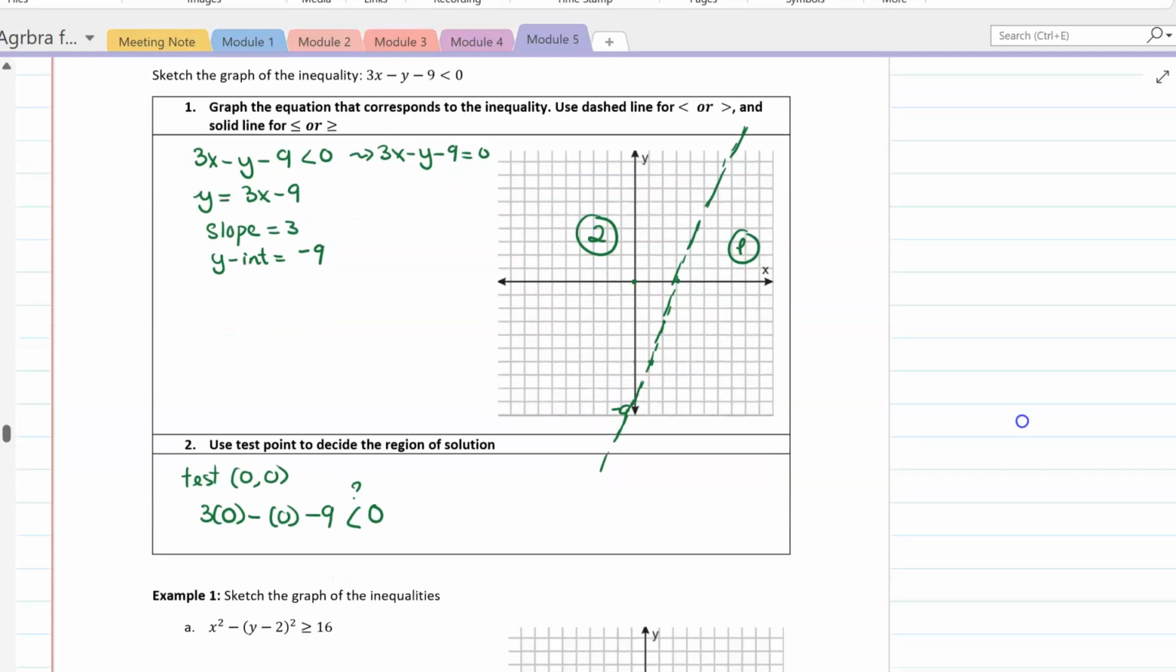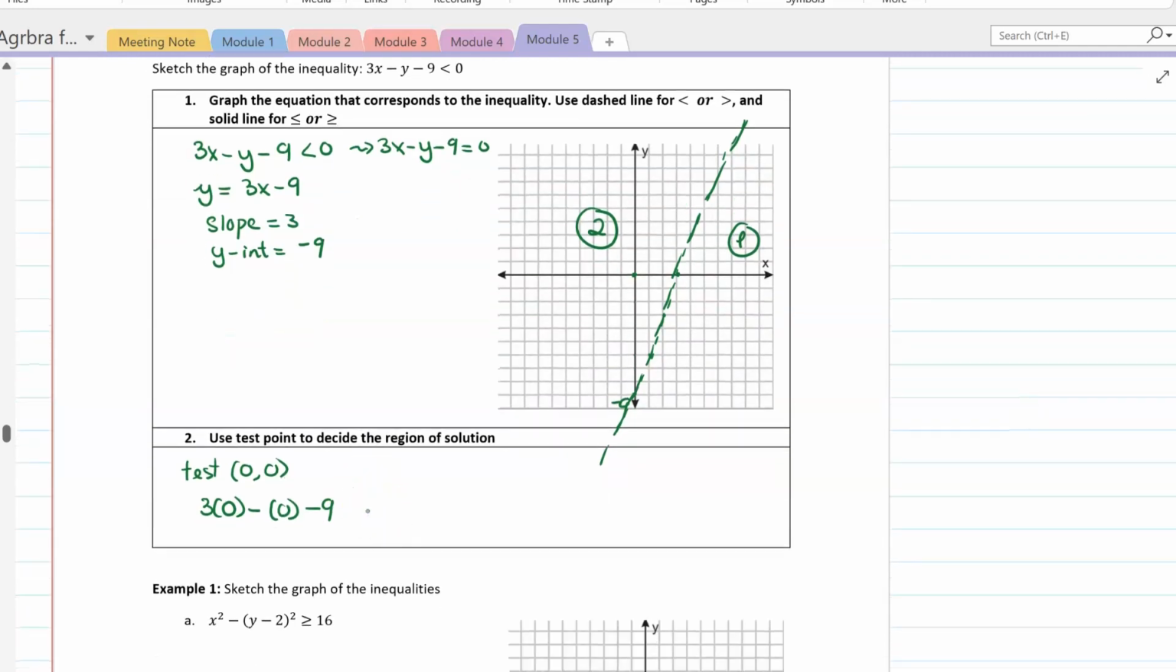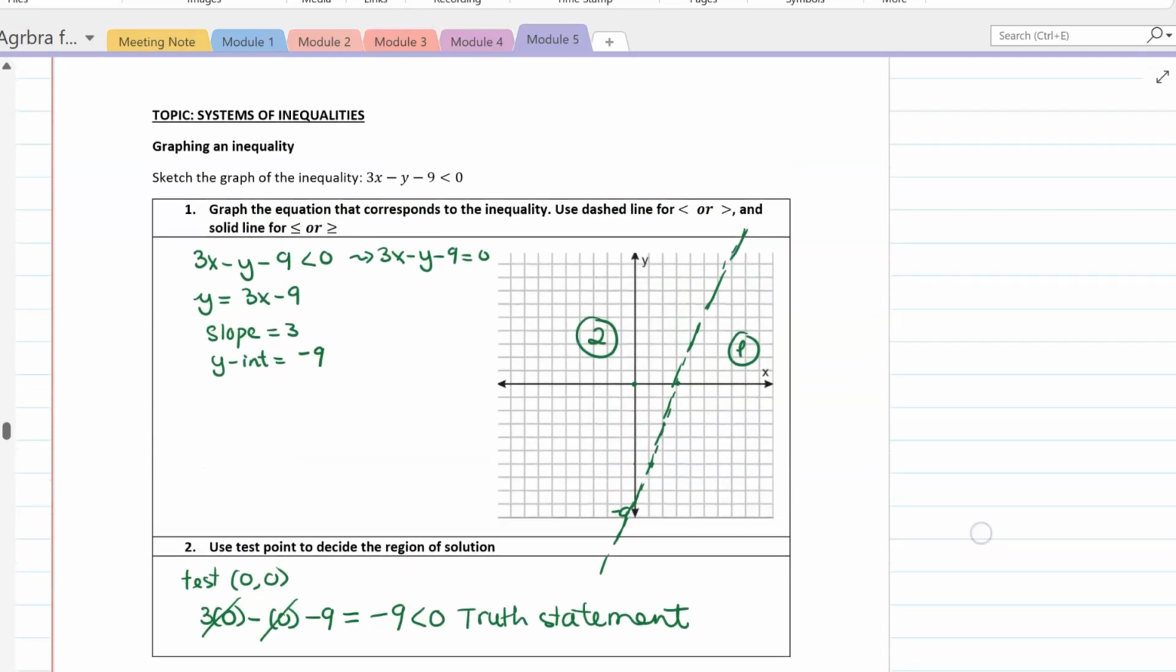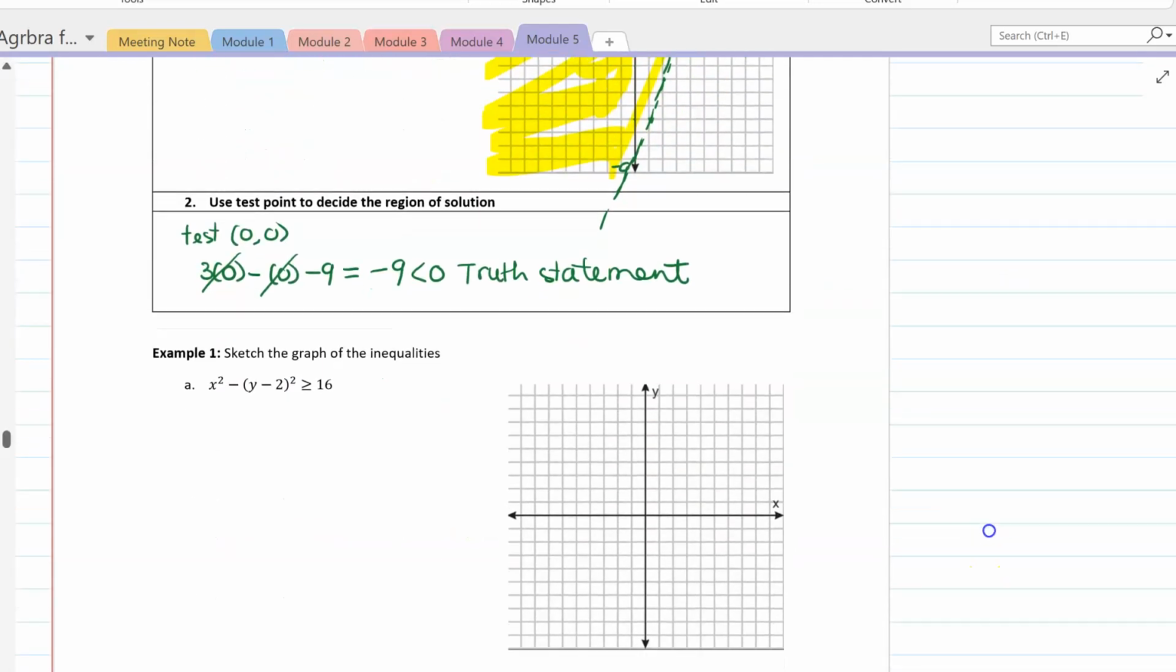Okay, so when we do this, we got 0 minus 0 makes 0, here negative 9, that is less than 0. So this is a true statement, which means region 2 is the solution to the inequality. So then you go ahead and you start shading region 2. Take a look at the next one.